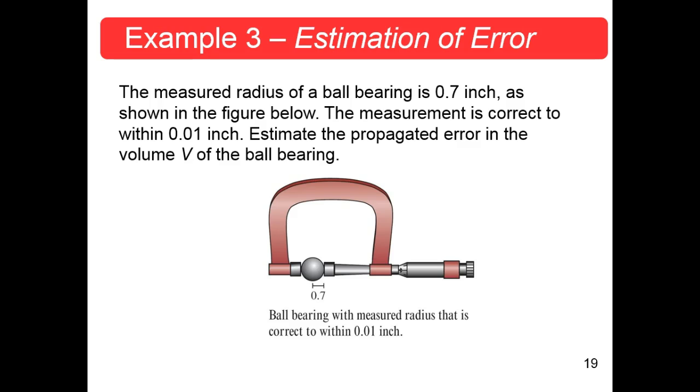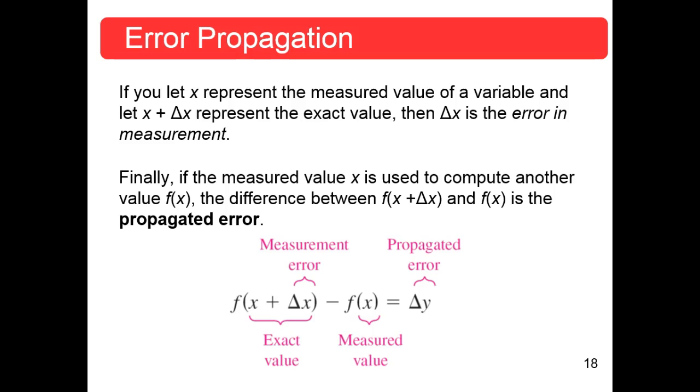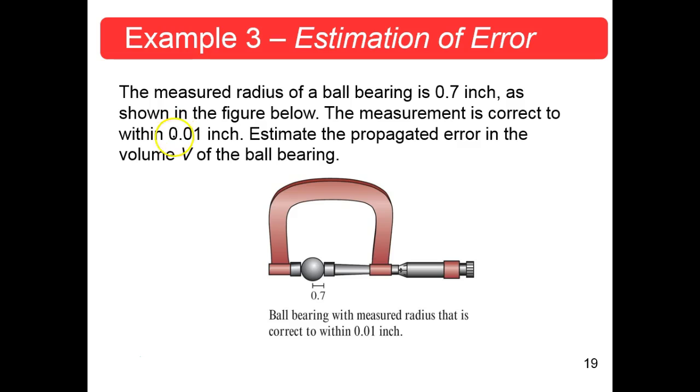Well, let's go back and remind ourselves of the formula we'll be using. The delta y is the propagated error, so I'm going to write that in front there. Delta y is equal to f of x plus delta x minus f of x. Now, the delta x is your 0.01. The x is the 0.7. So here's your x, and here's your delta x.